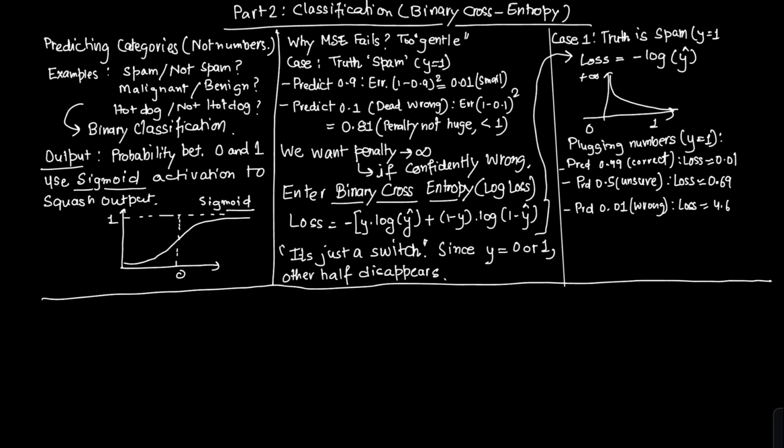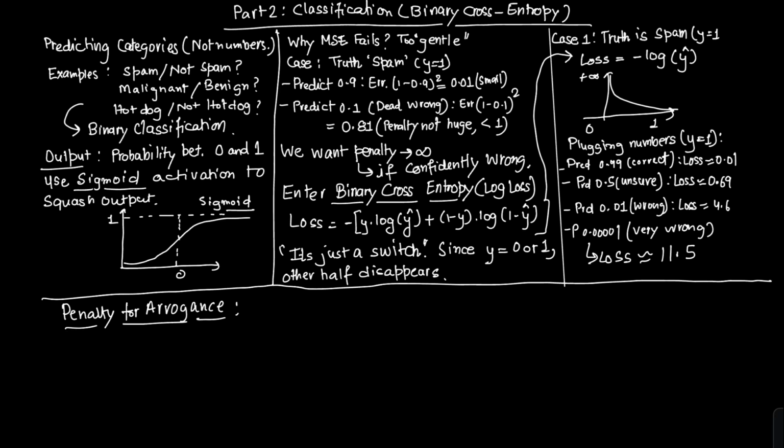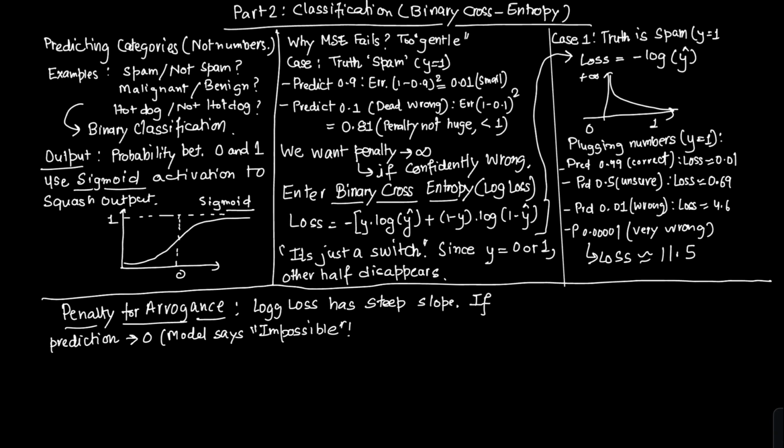And if the prediction is very wrong, let's say 0.00001, the negative log of 0.00001 is about 11.5. Wait, you might say 11.5 isn't that big compared to MSE's 100. But probabilities are small numbers. In a world of gradients, log loss provides an extremely steep slope when you are wrong. Crucially, if the prediction approaches 0, the model says impossible. The loss approaches infinity. This is the penalty of arrogance.